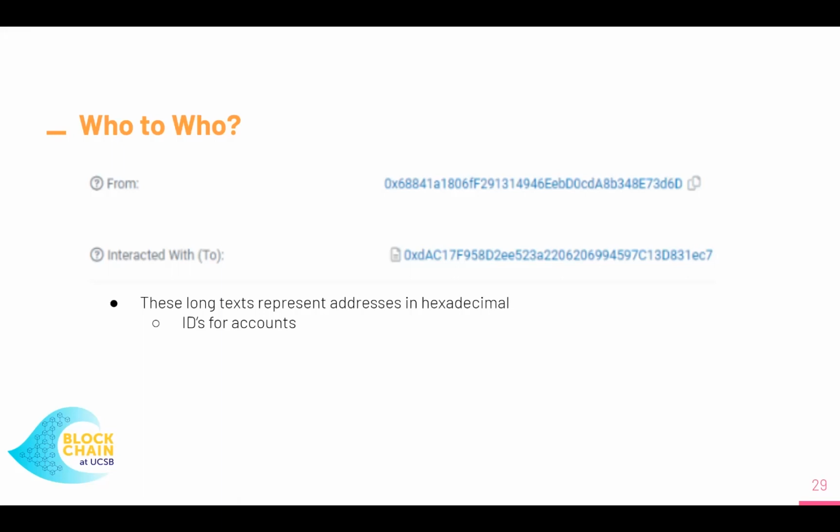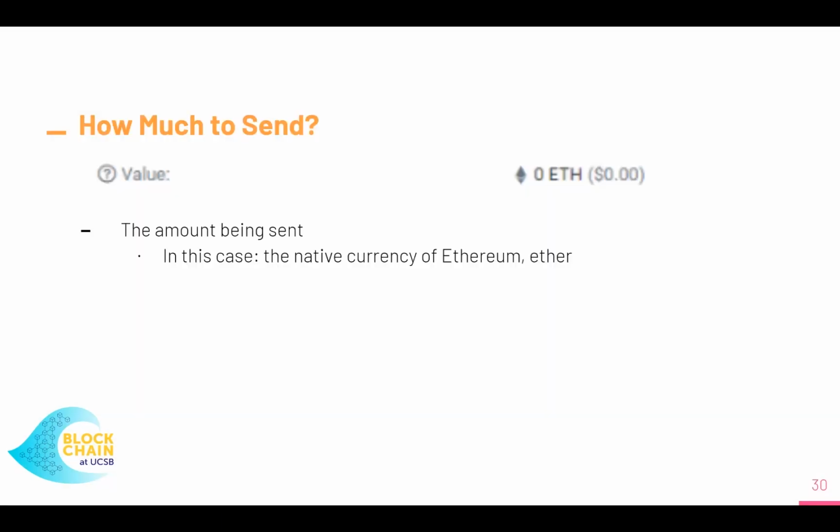Pretty simple. How much to send, right? This is just a value, and in this case, we are sending Ethereum because we're looking at the Ethereum blockchain, but if this was the Bitcoin blockchain, we would be sending Bitcoin. If it was Dogecoin, we would be sending Dogecoin, right? So this is just the native currency of a blockchain, right?